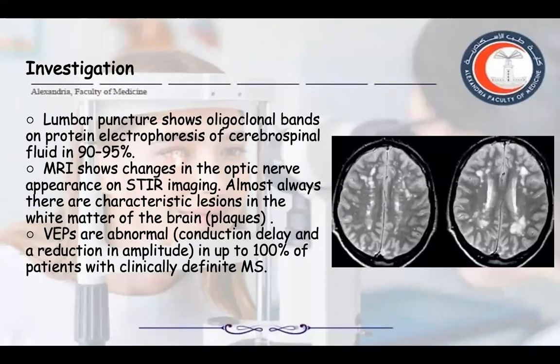What investigations can be done to diagnose MS? We have what's called lumbar puncture, which will show oligoclonal bands on protein electrophoresis in 90 to 95% of the cases. MRI, very important to keep in mind neuroimaging in cases of MS or suspected MS. Very characteristic, without saying, are periventricular white plaques. This is a very characteristic sign in the MRI in cases of MS. Also, we have visual evoked potentials, which are usually abnormal. As I've mentioned, it's a demyelinating disease. We lost our myelin sheath. Our conduction will be delayed.